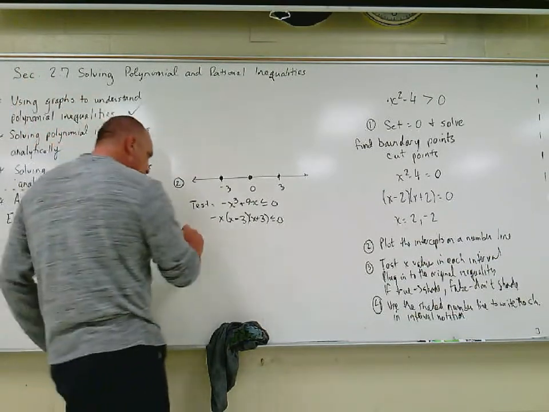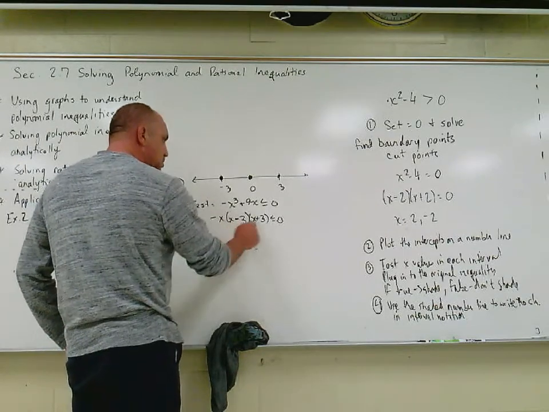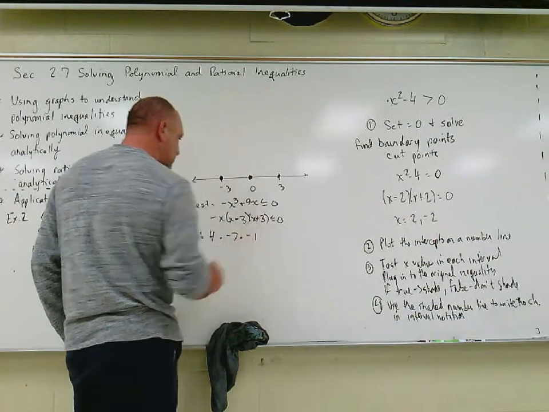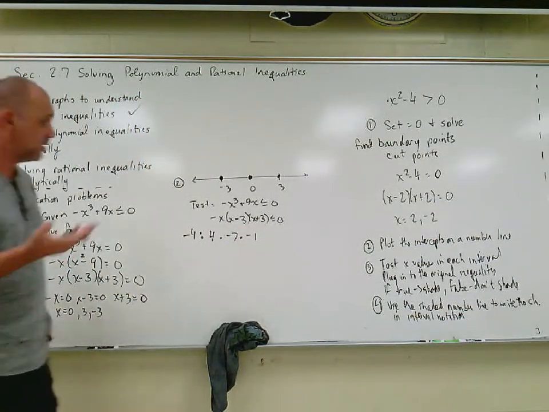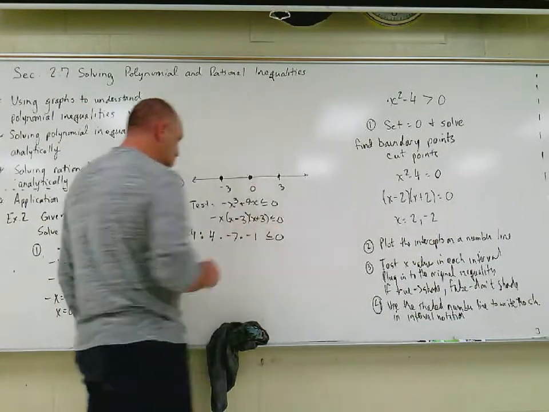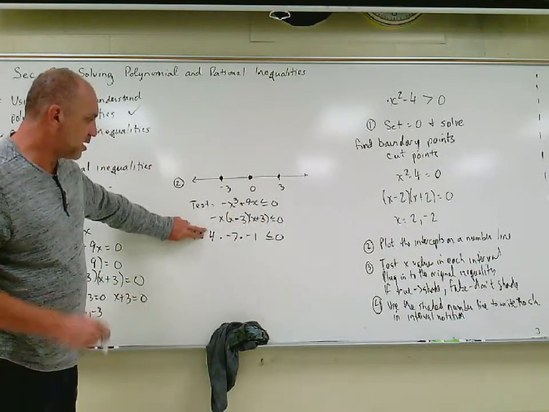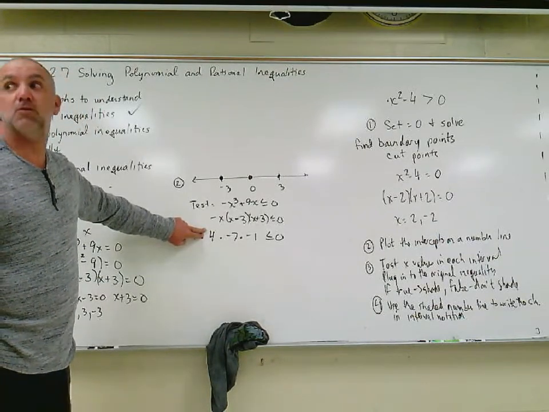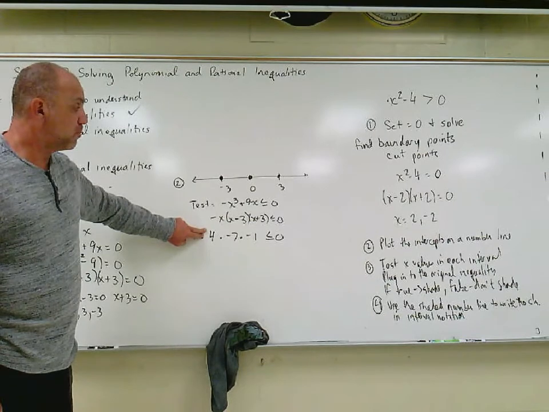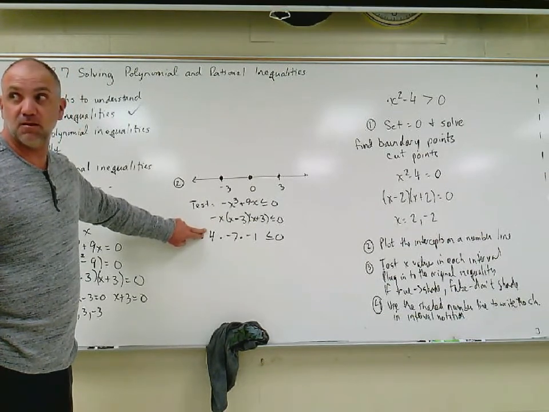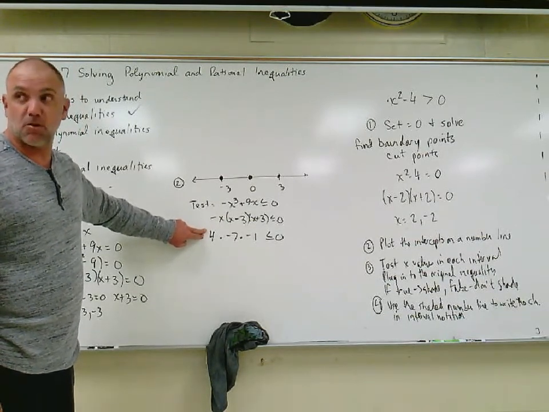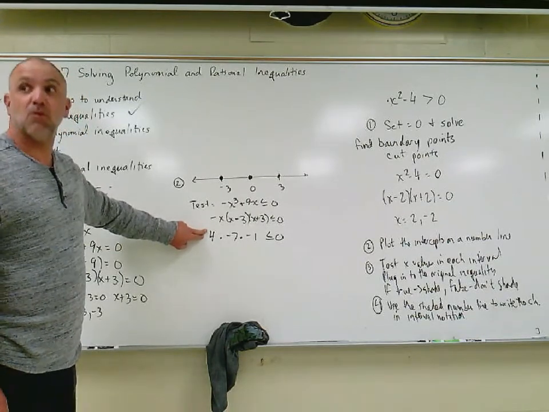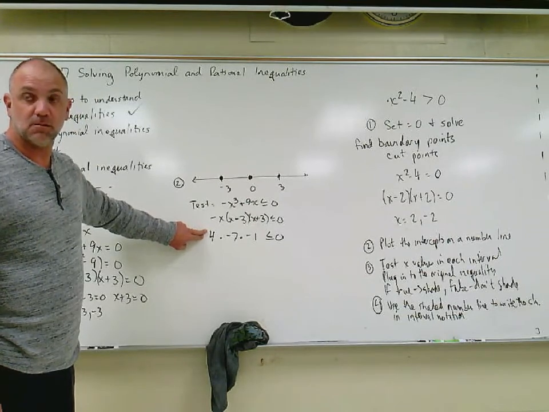So look, if I do -4, I can see the three numbers that I'm going to get: 4 times -7 times -1. At the end of the day, I'm just trying to see, is it bigger than 0 or less than 0? So when I plug in -4, I get 4 times -7 times -1, which is 28. Is 28 less than 0? No, it's greater than 0. Thus, this is false, so I don't shade. Understand? It's as simple as that.